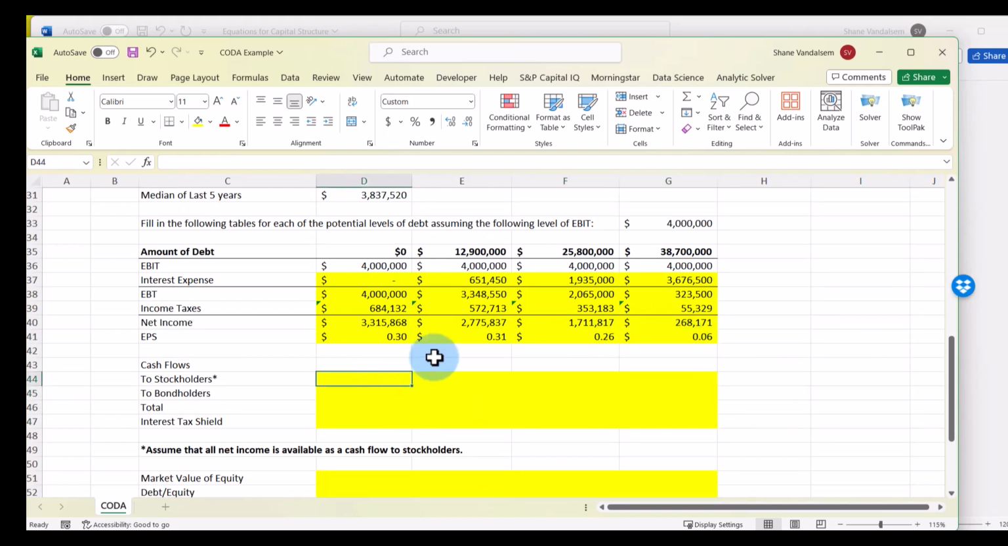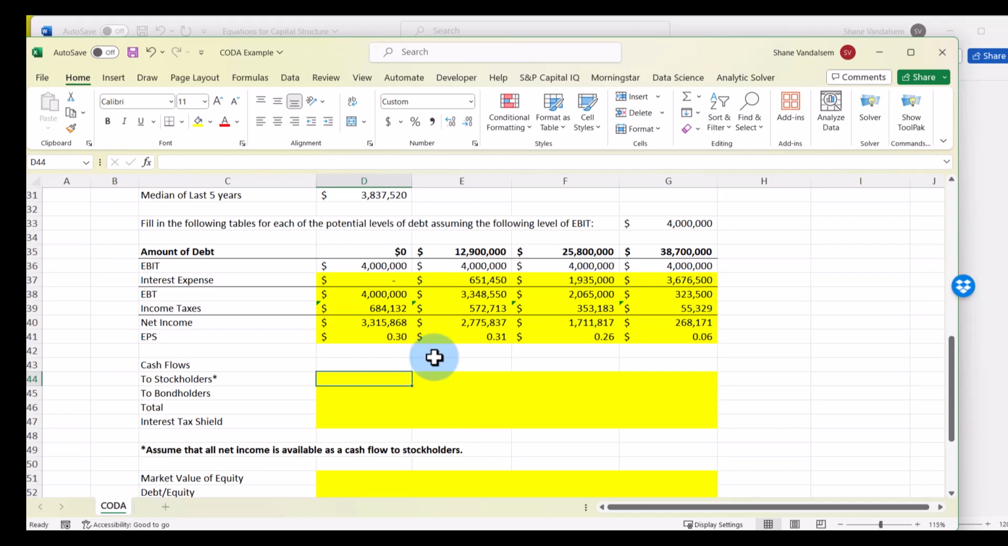So now we're going to calculate the interest tax shield, and we're really not evaluating the level of debt here, because this interest tax shield will increase as we take on more and more debt. The interest tax shield is created because the firm isn't paying taxes on the interest that it's paying out to its bondholders. That gets deducted out of income before they pay taxes on it.